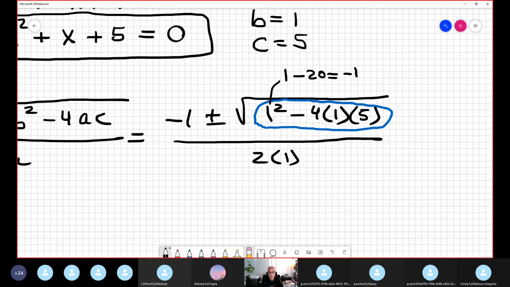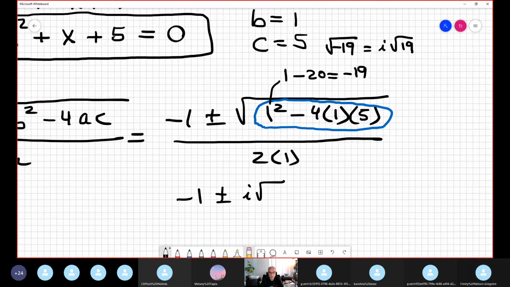It's 20. It's negative 19. It's negative when I apply the square root, because my formula contains a square root. This is i. And 19, you know, is a prime number. So far we have negative 1 plus or minus i.